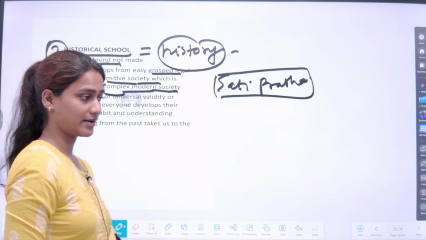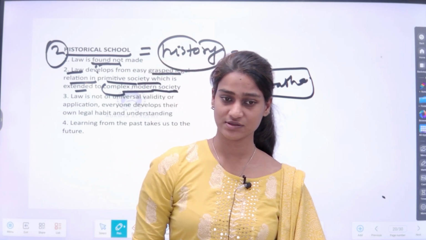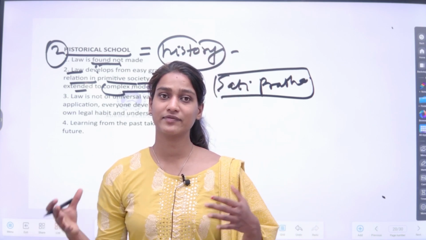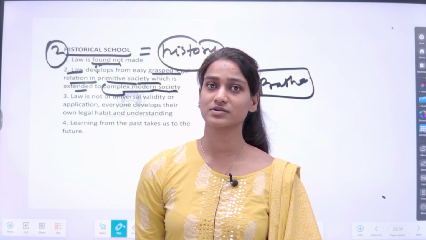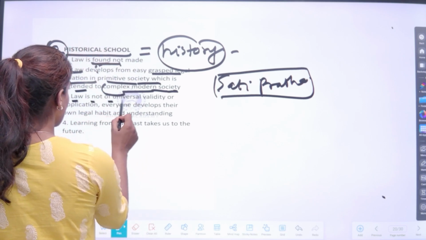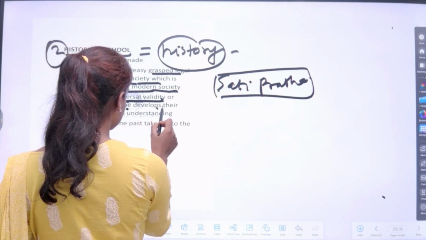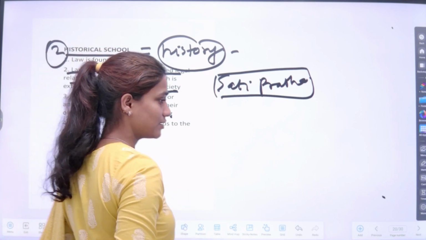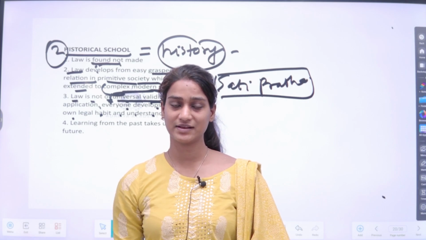So it means that we look into the various customs and traditions, and we recognize those customs and traditions in the present only if they are reasonable, or if they look reasonable in the present modern complex society scenario. So law does not have universal validity or application. Everyone develops their own legal habit and understanding.